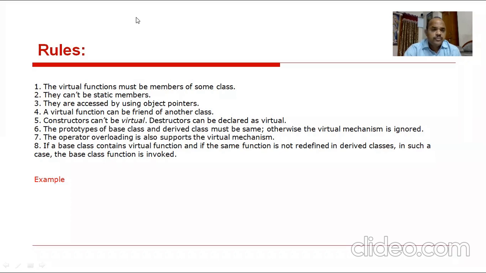Clear? All of you? Then a virtual function can be friend of another class. Constructors can't be virtual. Destructors can be declared as virtual. The prototypes of base class and derived class must be same: void, void, or int, int, float, float, character, character. The base class member function prototype, int show or void show, then the derived class member function also the same. We should maintain the same, void show or int show or float show, etc. The prototype of base class and derived class must be same, otherwise the virtual mechanism is ignored.